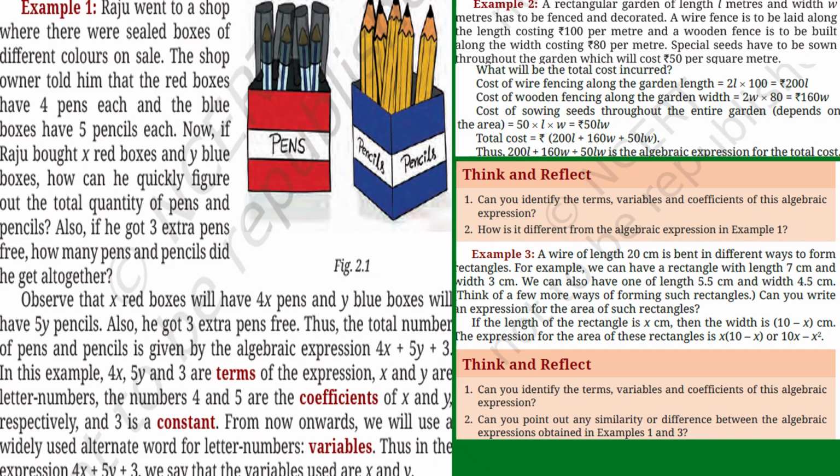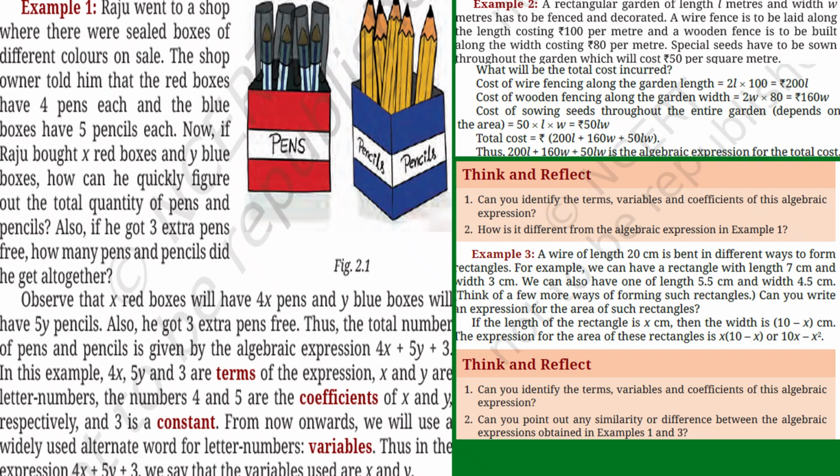Where do we sow the seeds? We do not sow along the fence. We sow it throughout the garden, which means the space that is covered for sowing the seeds is the area, right? So the cost of sowing seeds throughout the entire garden entirely depends on the area. What is the area? We know that length times width is the area.